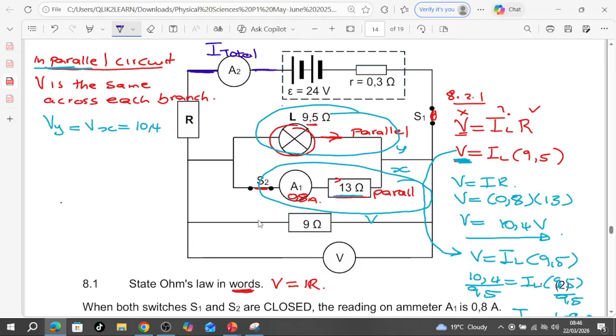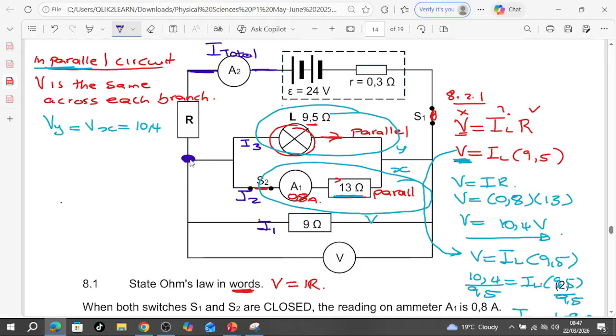Let's call this the current of the 9 ohm resistor, or let's call this current 1. And the current that passes through this point, let's call it current 2, and the current that passes through the light, let's call it current 3. So guys, this is how current works. When the currents get to those resistors, the total current was split through those resistors, right? Then it comes back to this point as a total current.